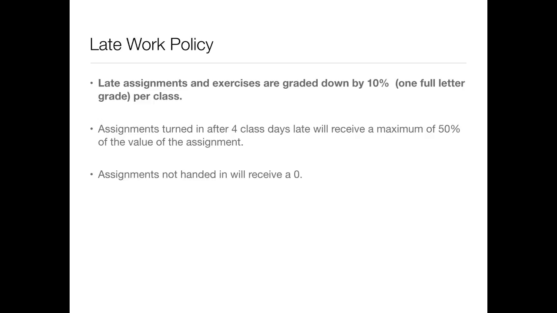You didn't turn it in that Monday, you turn it in on Wednesday, guess what? It's a C. You get the idea. So if it's 4 days of class late or more, you get a capped max credit of 50%. But that 50% is still a whole lot better than a 0.